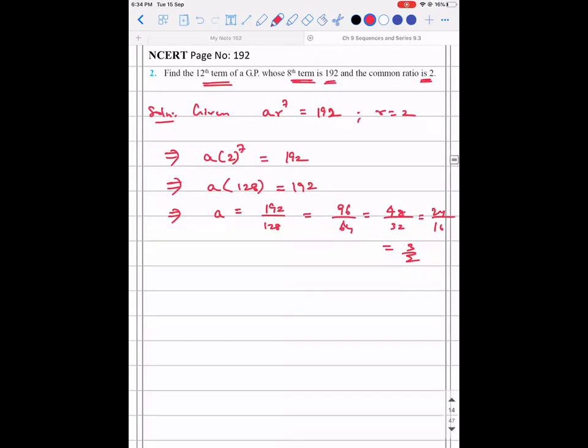They're asking the 12th term. So A12 is equal to A into R power 11. So A is 3 by 2, R is 2 power 11. So that is 3 into 2 power 10. This will be the required answer. So 2 power 10, since we know the answer, it is 1024 multiplied with 3. What will be the answer? It is 3072.